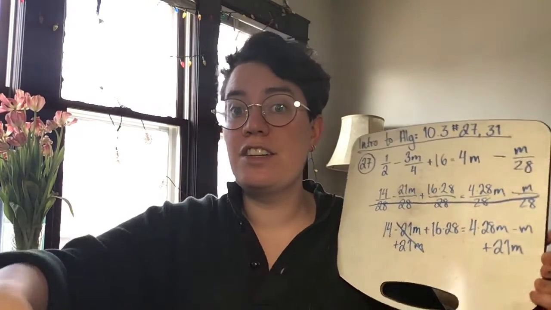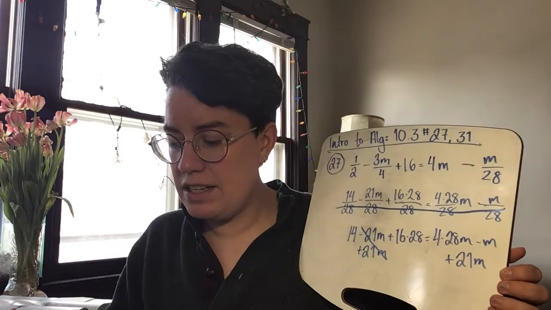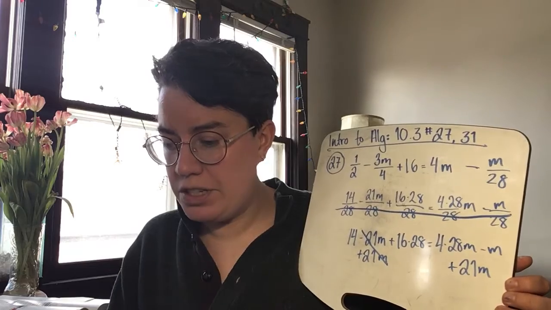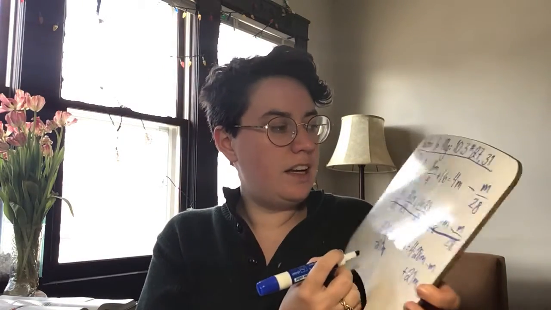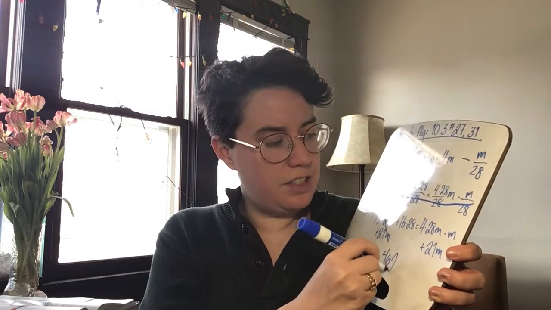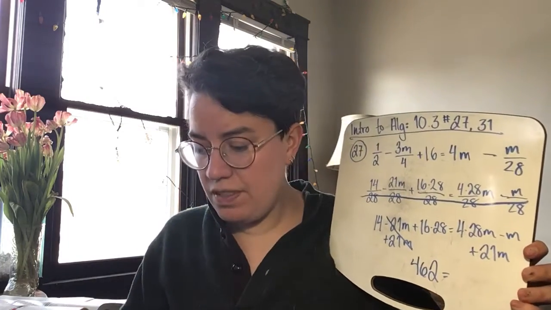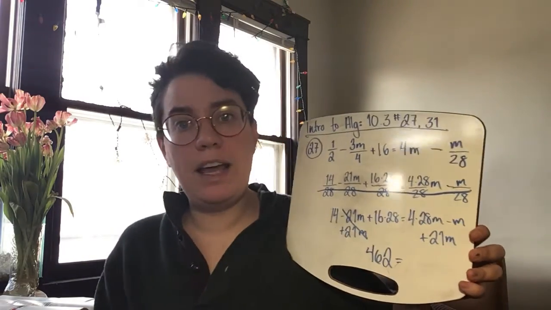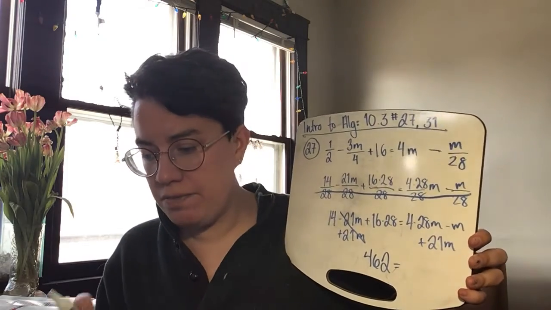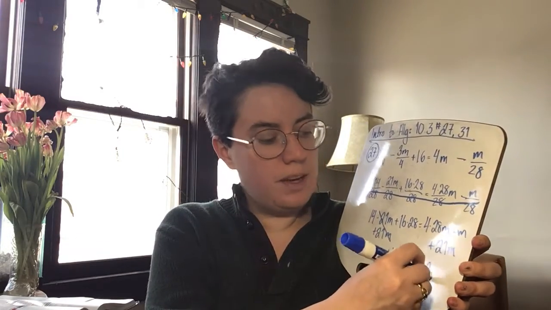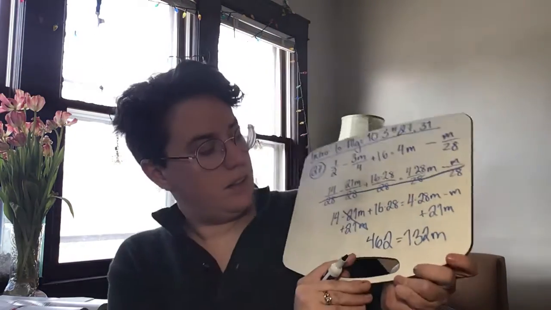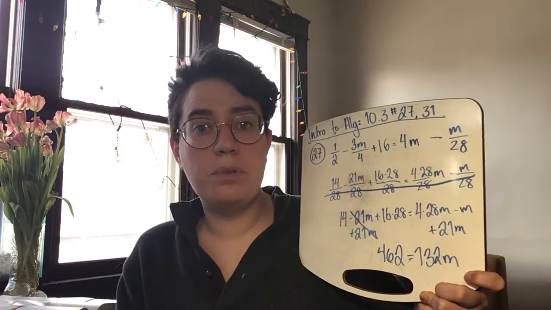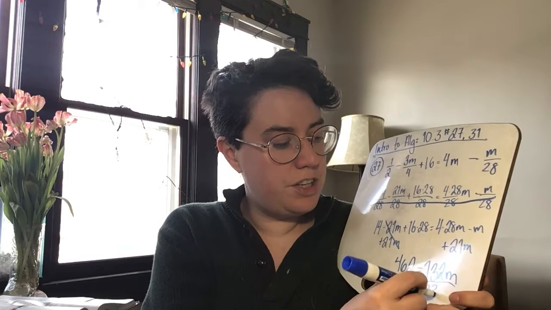Thankfully, we are still in distance learning, so you're going to have a calculator. So I'm going to say 16 times 28, plus 14, here on this side is 462. That is equal to 4 times 28, which is 112, minus 1m plus 21, is equal to 132m, like this. And now I'm going to divide on both sides by 132.